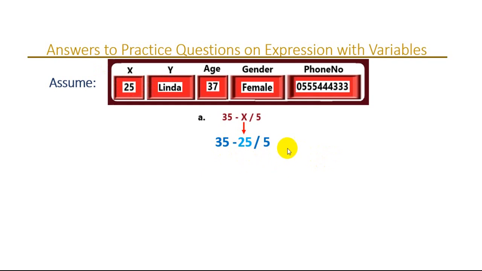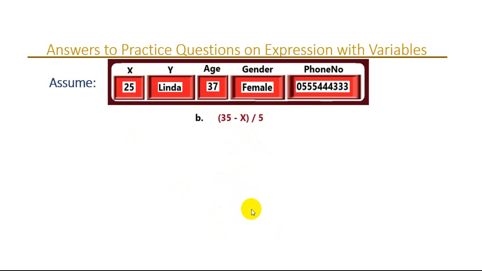So now we know division has to be done first. According to the BODMAS rule, we basically have a numeric expression now. 25 divided by 5 is 5. Then we have 35 minus 5, which is 30. So the answer to this expression, assuming the variable X contains 25, is 30. So we are assuming this, okay? If this was a different value, then this result will also differ. Okay, so just remember that.